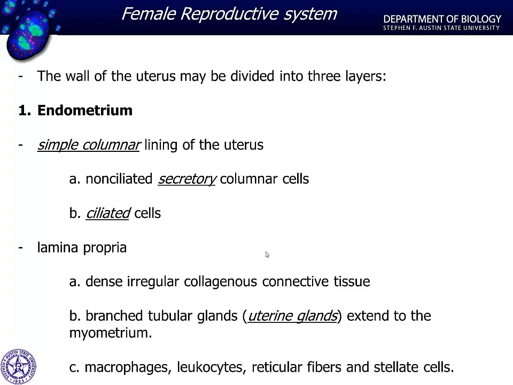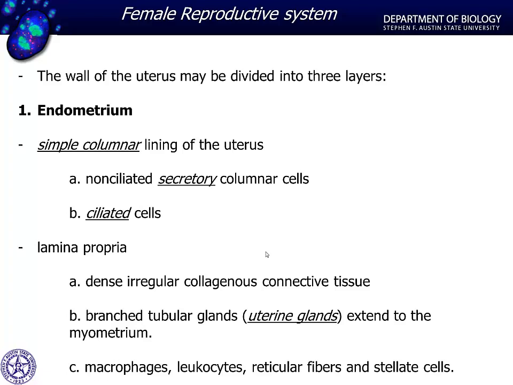Now, in the endometrium, we have a lamina propria. This is going to be our dense, irregular, collagenous connective tissue. But it's within the lamina propria that we're going to have uterine glands. And these are our tubular branched glands that are going to extend all the way down to the myometrium. And these are going to be producing secretions that are going to assist in the nourishing of the zygote as it is implanting into the endometrium and prior to the formation of the placenta.